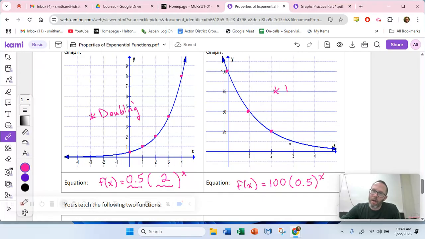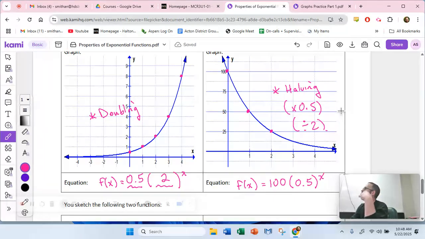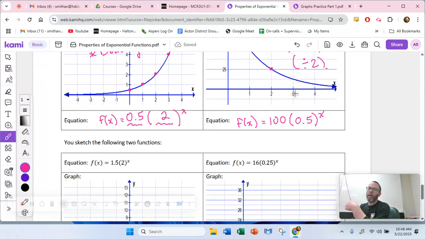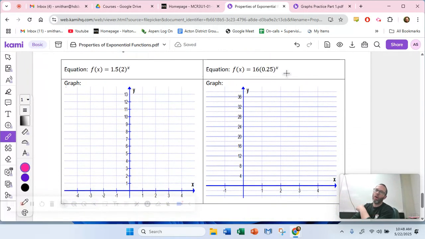So I'm just writing out a little the rule we're using. Halving, multiplying by 0.5, dividing by 2. All leads to a 0.5 in the brackets. All right. Let's finish this up. Let's go to the reverse. Let's sketch a couple. Okay. This will take no time at all.